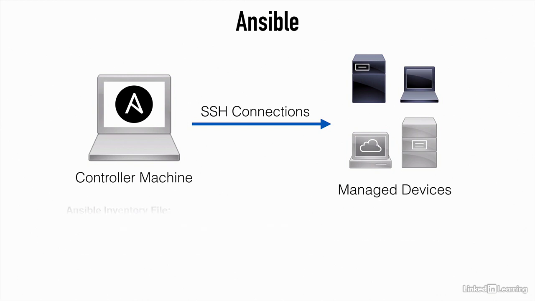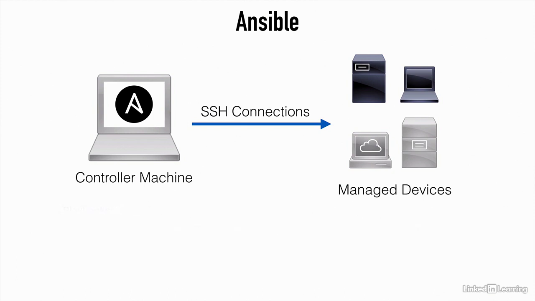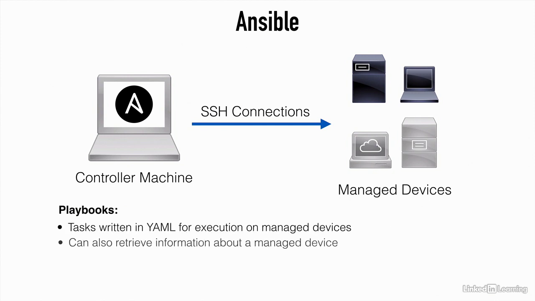Of course, there are some terms we want to know with Ansible and those components that we need to define, starting with the Ansible inventory file. The inventory file is a list of nodes that are under the management of the Ansible system, such as servers or switches. Using the YAML language that we mentioned previously, we can write code to define tasks for execution. These configuration codes are referred to as playbooks and are essentially like to-do lists. They are sets of instructions for the hosts to take. Playbooks can also be used to retrieve information from the hosts about their current state.